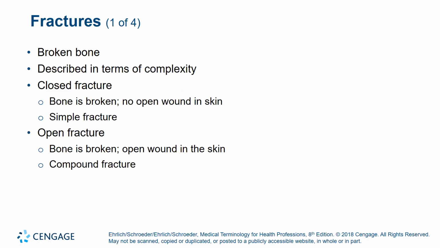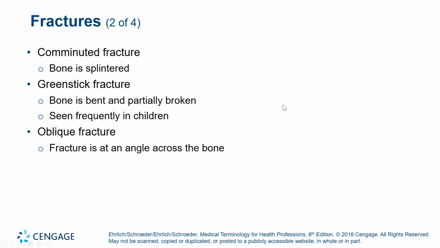Moving on to fracture. So a fracture is a broken bone. It's described in terms of its complexity. So we have a closed fracture. Bone is broken, no open wound in skin. It's just a simple fracture. Then we have an open fracture where the bone is broken, open wound in the skin, also known as a compound fracture.